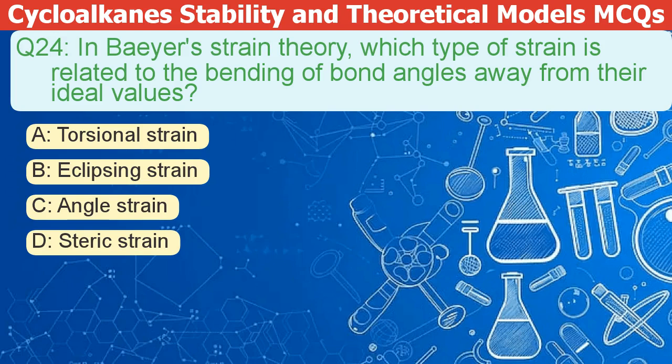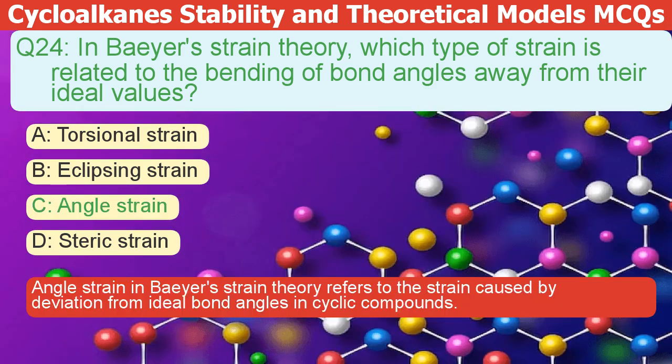In Bayer's strain theory, what type of strain is related to bending bond angles away from their ideal values? A. Torsional strain. B. Eclipsing strain. C. Angle strain. D. Steric strain. The correct answer is C. Angle strain in Bayer's strain theory refers to the strain caused by deviation from ideal bond angles in cyclic compounds.